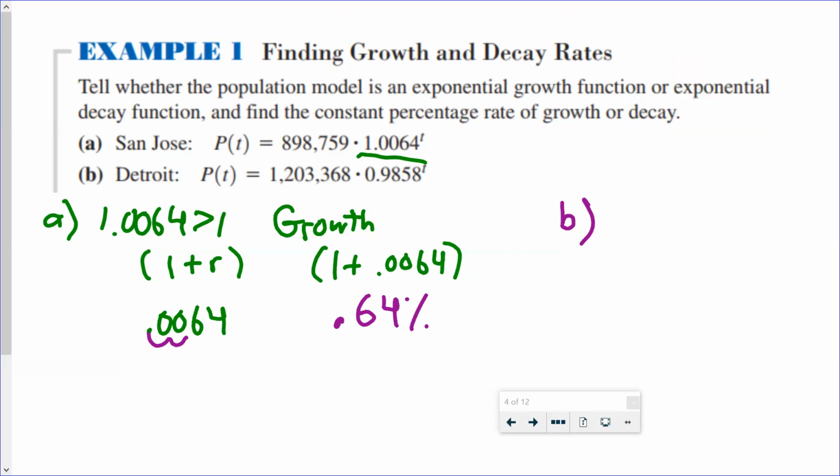Hey, Chloe, do you think you could help me out on this one? Awesome. What did you say? Is it growth or decay, and why? Decay because it's less than 1. You were spot on. So 0.9858 is less than 1, so this is decay.